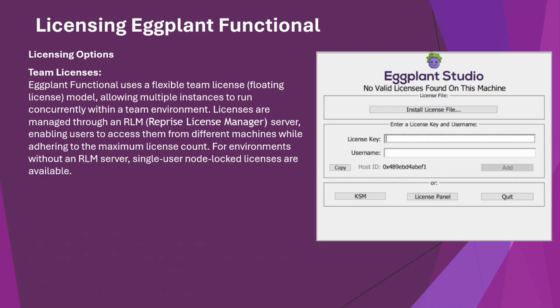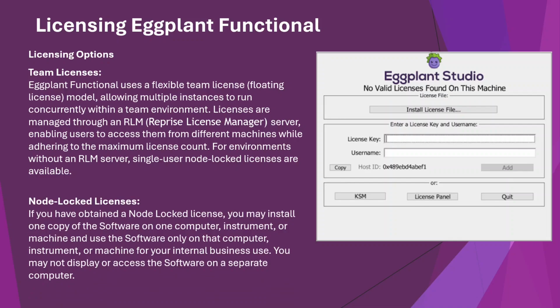What is the second licensing option? The second licensing option is node locked licenses. If you have obtained a node locked license, you may install one copy of the software on one computer, instrument or machine, and you have to use the software only on that computer, instrument or machine for your internal business use. You may not display or access the software on a separate computer. So these are the two licensing options that are available.